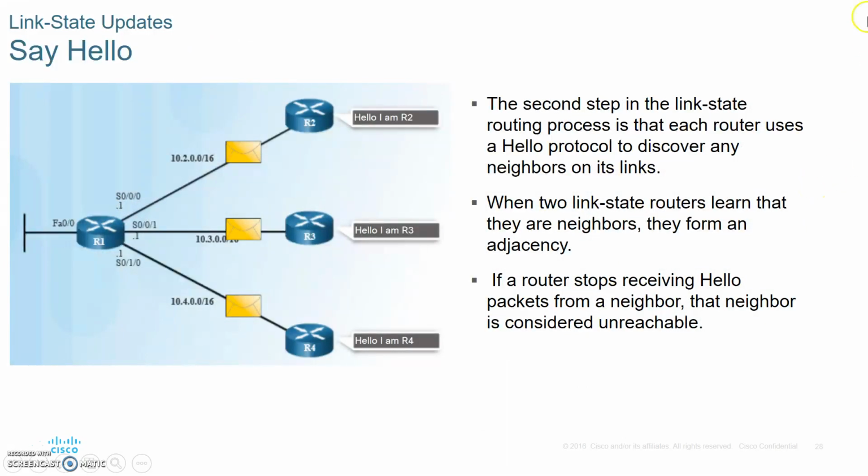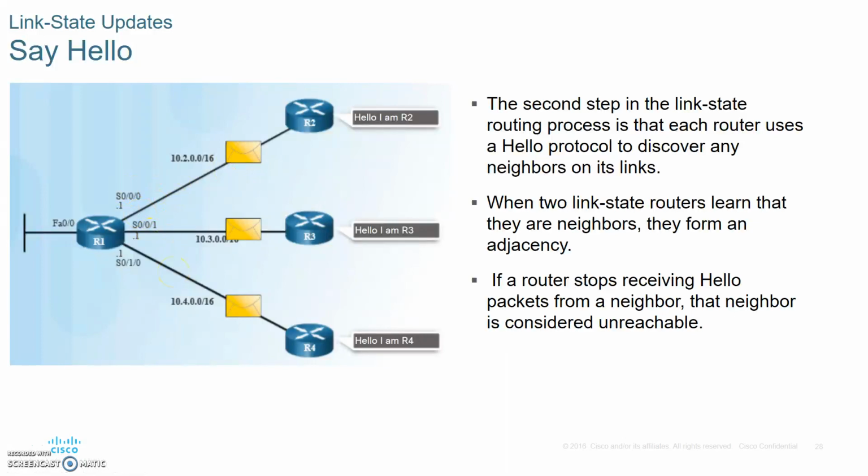The second step of the link state process is that the router will try to find the neighbors on its directly connected links. So it will send hello packets. When it sends the hello packet out here, it did not receive any hello packet, so there's no neighbor here. Over here, it received a hello packet from R2. Here it received one from R3. Here it received one from R4. So R1 knows that these are the neighbors connected to its directly connected links.